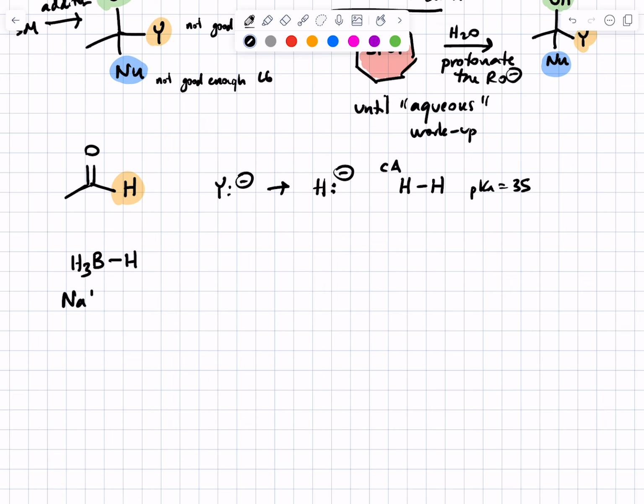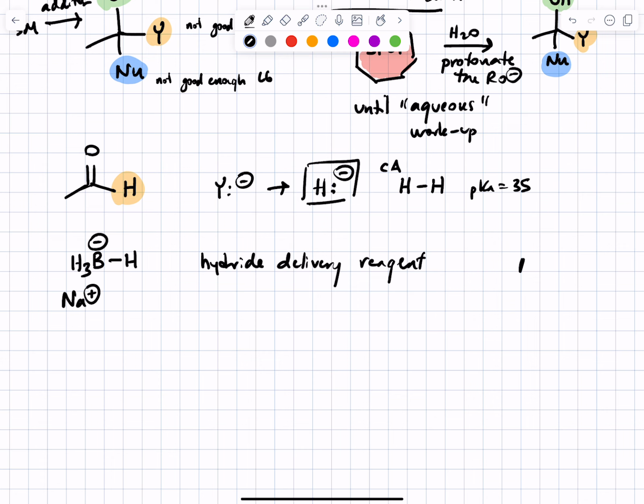And this is an example of what I will call a hydride delivery reagent. As I said, H minus is a terrible thing on its own. You can buy sodium hydride, which is NaH. It's a sodium salt. It's not very soluble at all in organic solvent. And so the hydrogen never dissociates from the sodium, so the hydrogen can't be a nucleophile. When we want to use H minus as a nucleophile, we need a different strategy.